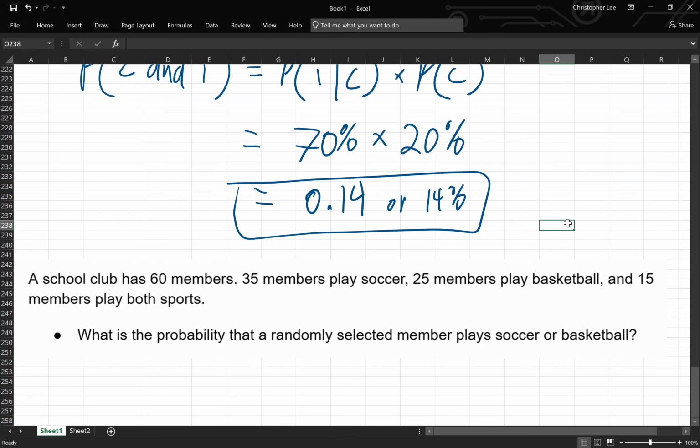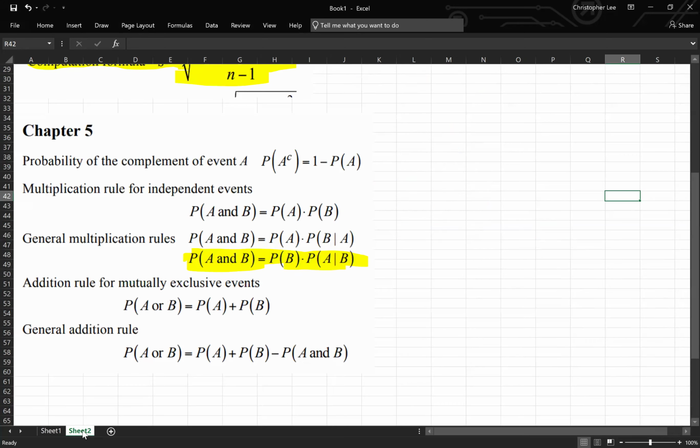All right, so let's check this out. This is another question. A soccer club has 60 members. 35 members play soccer, 25 members play basketball, 15 members play both sports, right? So what is the probability that a randomly selected member plays soccer or basketball? What's the key word there? Or. Good job. Just so we're clear, it's my OR formula right here.